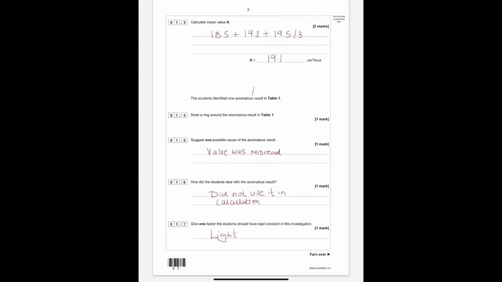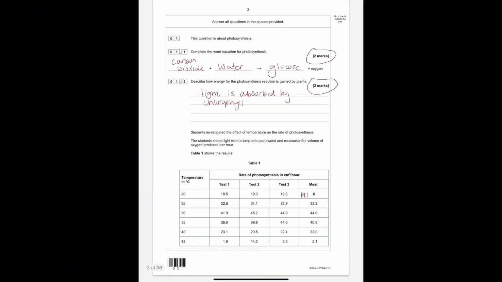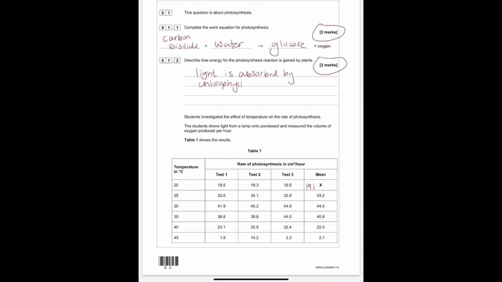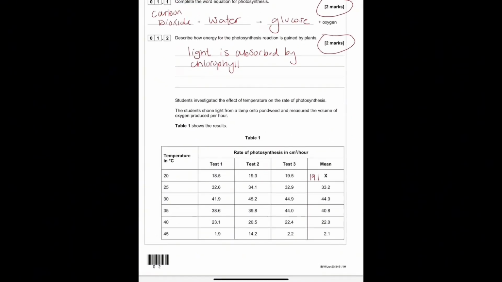Now, an anomalous result, it does not fit the pattern. Okay, so it's a result that does not fit the pattern. So you need to draw a ring around the anomalous result in table 1. So let's have a look at the different temperatures. So we're going across horizontally. Which one is going to be the anomalous result? And it's going to be this one over here, the obvious one for temperature 45.